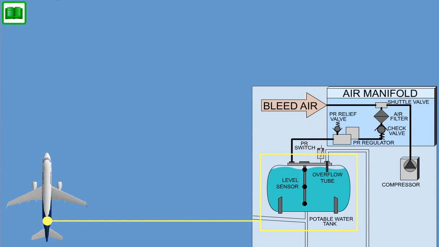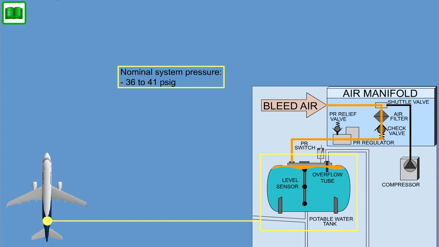Water supply is provided by pressurization of the air cushion above the water level. The nominal system pressure inside the tank is 36 to 41 psig, 2,482 to 2,826 hectopascal.